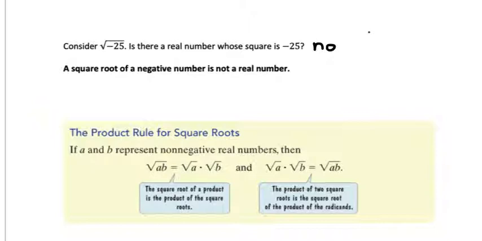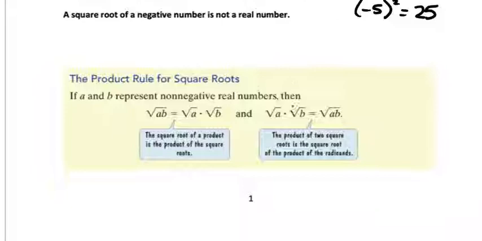So if we think about positive 5, 5 times 5, that's positive 25. If we were to square negative 5, that would be negative 5 times negative 5, and negative times negative makes a positive. So that's also positive 25. There's no way to multiply the same number by itself and get a negative number. In order to multiply to get a negative number, you have to have one positive number and one negative number, and then the two numbers cannot be the same. So we say that a square root of a negative number is not a real number, and we're going to come back to this in a few minutes.